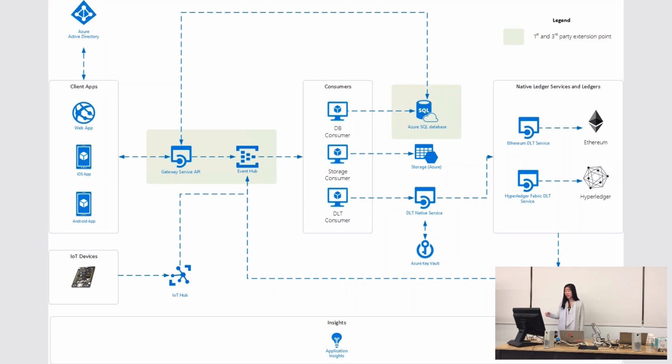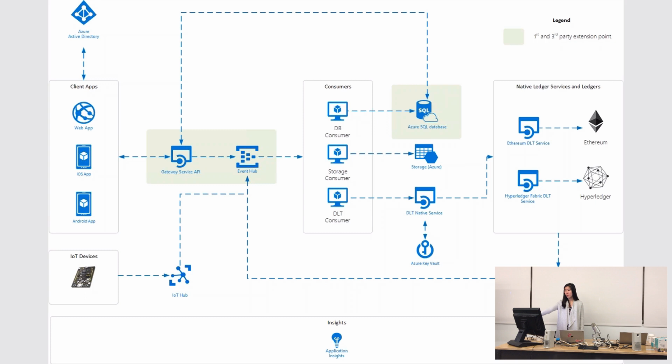Then the watcher listens for events on the ledger, and once things are confirmed, it sends them back to the event hub where they get consumed by the database consumer, and it writes those confirmed transactions into your off-chain storage where you can run your analytics and things like that.